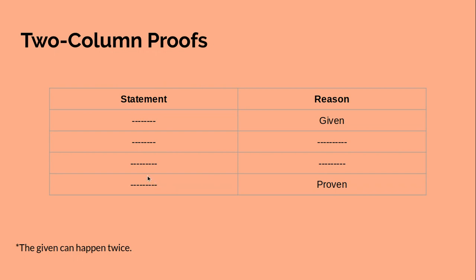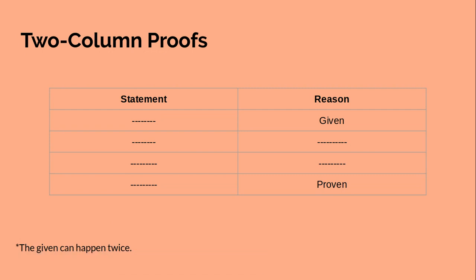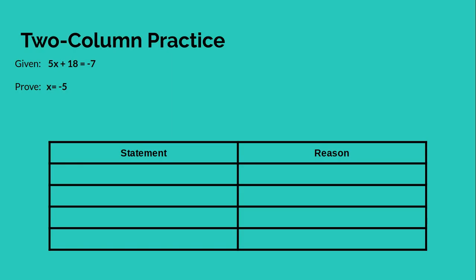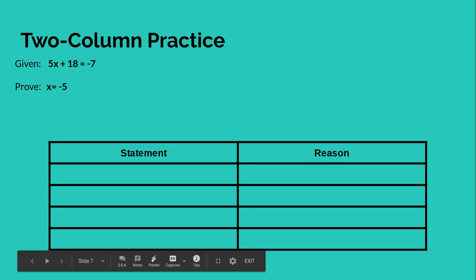And then when you're at the end, you have the final thing where it's by itself. So maybe it's like x equals 1. That's the proven. The given can happen 2 times in the case that they give you 2 different equations. And it can be more than one.